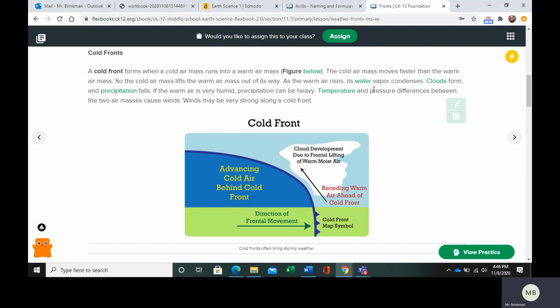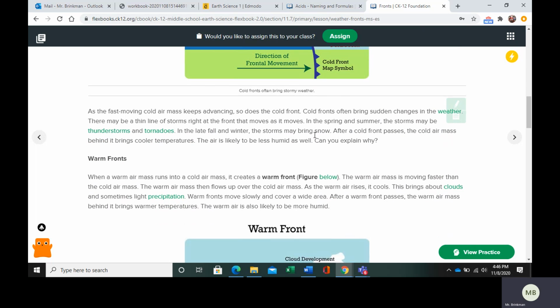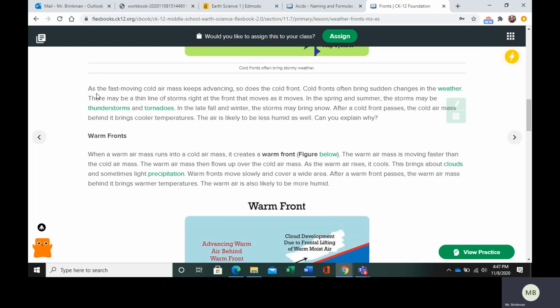So temperature and pressure difference between the two air masses are also going to cause winds, and the winds may be very strong along a cold front. All right. So as the fast-moving cold air keeps moving, so does the cold front. And cold fronts are known for bringing sudden changes in the weather. So there may be a thin line of storms right at the front that moves along with the cold front. And the storms are going to be different based on the season: spring, summer, fall, winter.